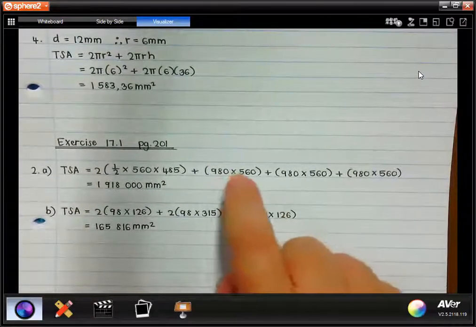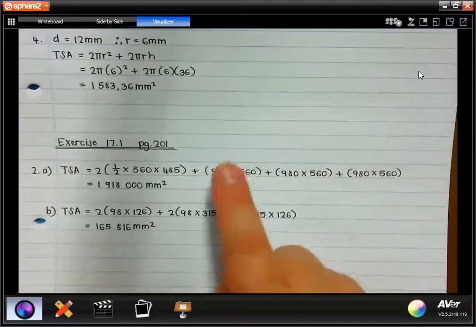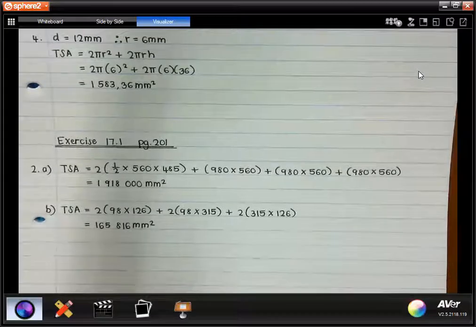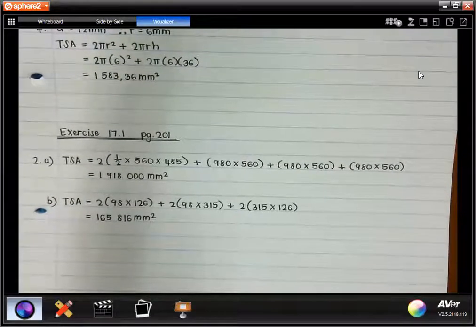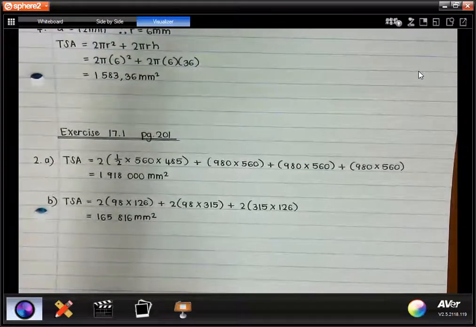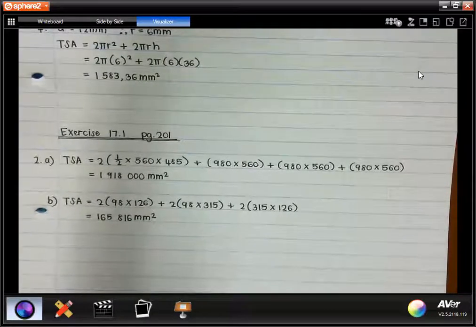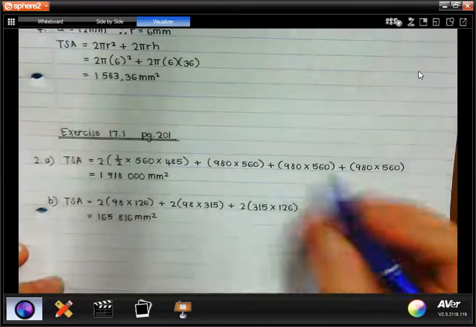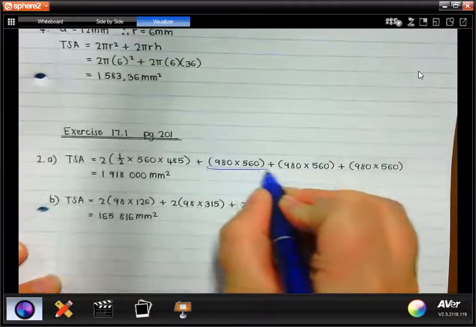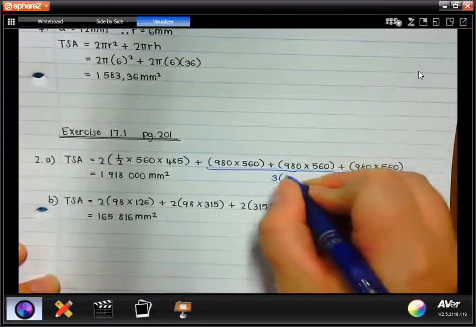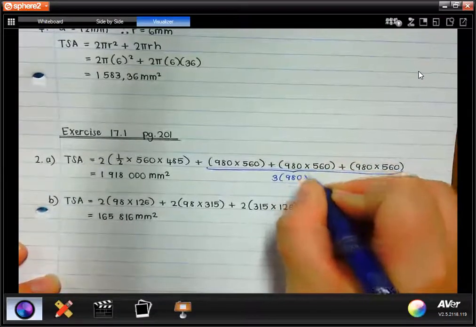All right, so instead of doing your three rectangle brackets separately, you could have written it as 3 times 1 bracket. Okay, so it's fine if you did that. Let me just add that in there. But you can also write them separately, it doesn't matter. But instead of doing these 3 separate brackets, you could have just said 3 times 980 times 560.